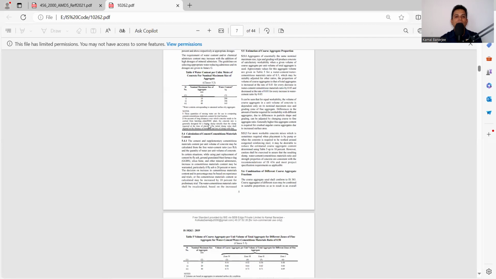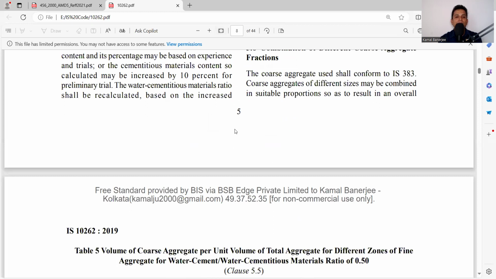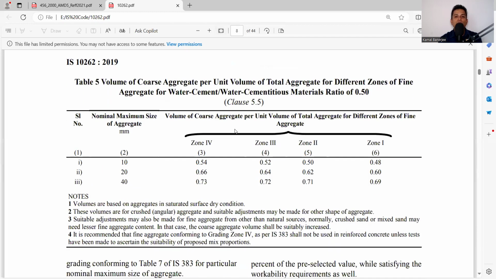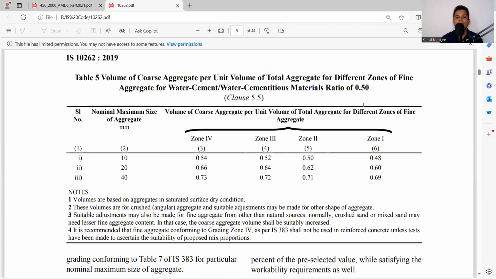Table 5 देख लीजिए. ये Table 5 है. ये Table 5 में क्या बता रहा है? Volume of coarse aggregate per unit volume of total aggregate for different zones of fine aggregate for water cement ratio of 0.5. Now, this table is showing for 0.5. Okay. If my water cement ratio is 0.5, this is valid. But if it is not, then this is not valid.